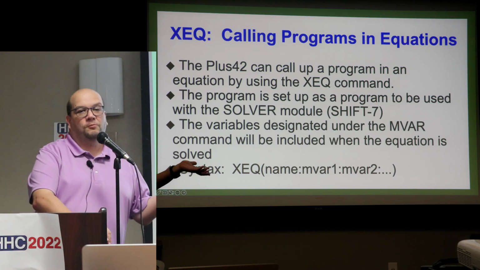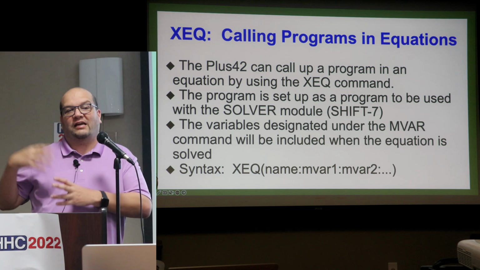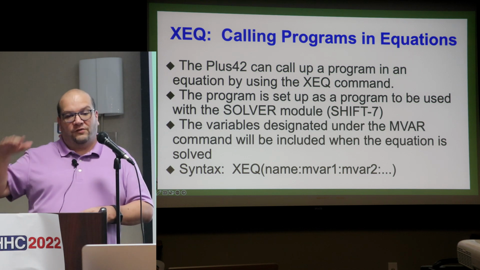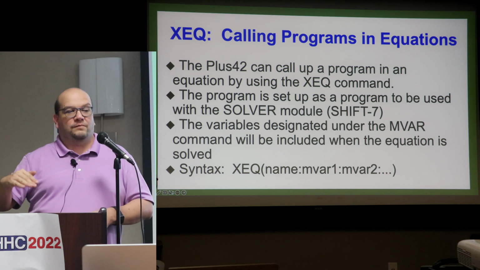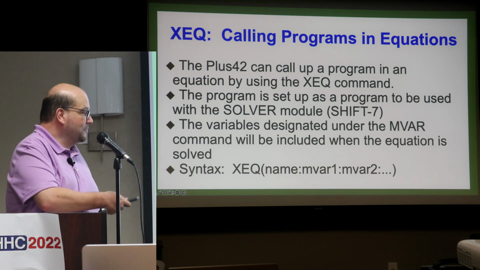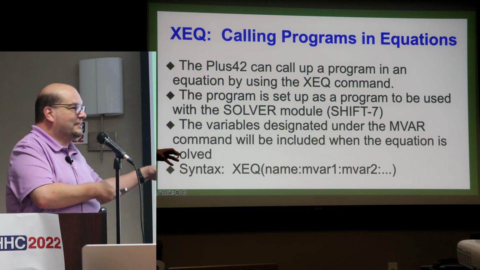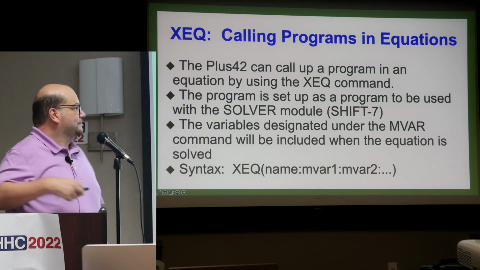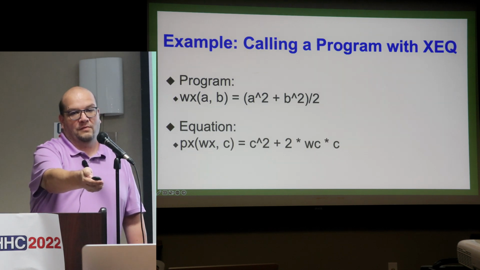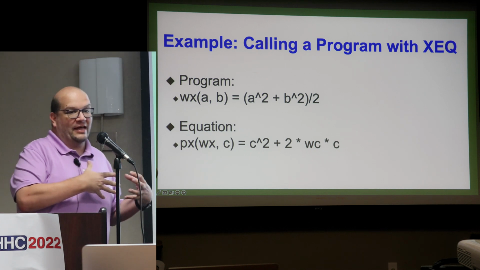The equation editor can also call programs in equations, and it's usually going to be in the format as if you were going to use the solver. So you're going to have all the MVAR with all the variables first, and then enter your program where you're solving your equation, and then it will return. The syntax for execute is the name, and then followed by a colon, and then each of the variables designated by MVAR in order. So this provides a pretty good way for the Plus42 to integrate both programs and equations.